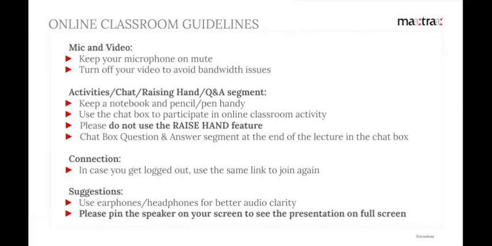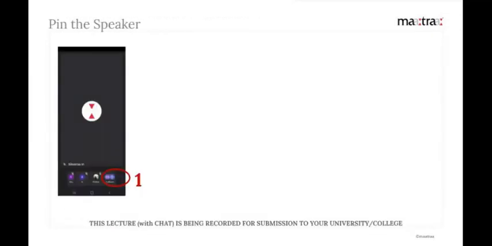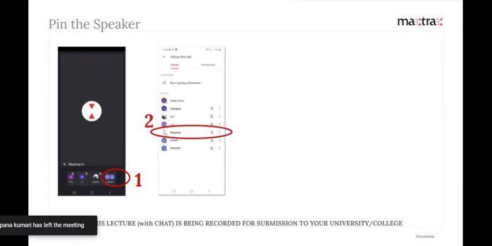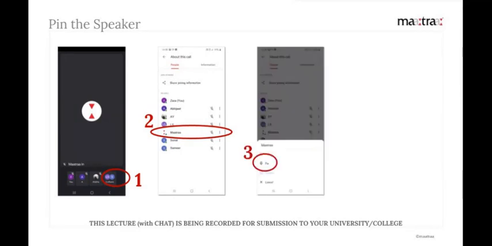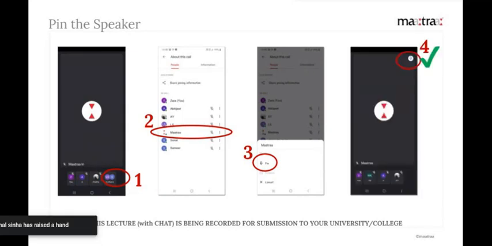And to see the lecture presentation on full screen, you need to pin me as the speaker. To do that, all that you have to do is look for the last icon in the participant list. Look for Matra Super Plus icon with the name Matra YL. That's Matra YL. Tap on the three dots next to it to get the pin icon, and that should pin me as the speaker on your screen.